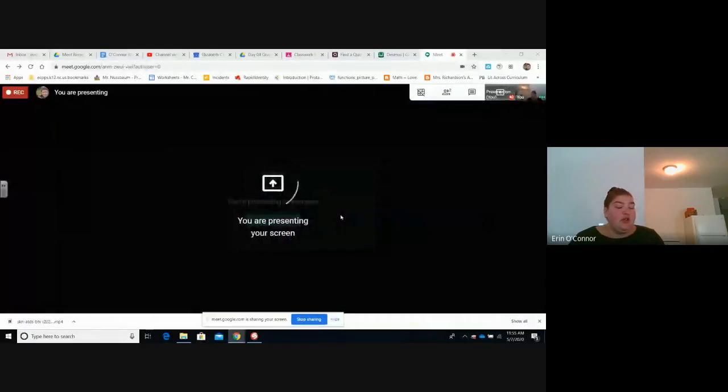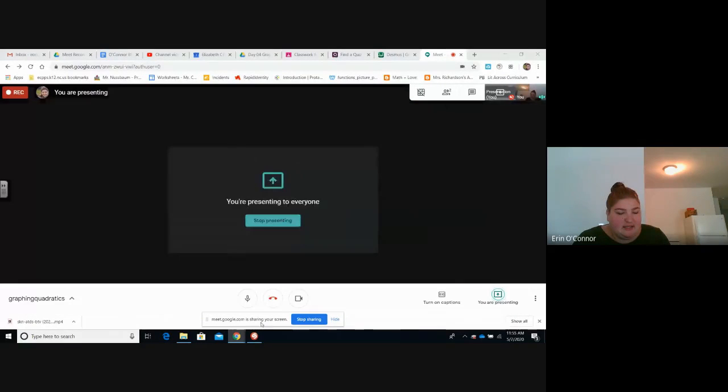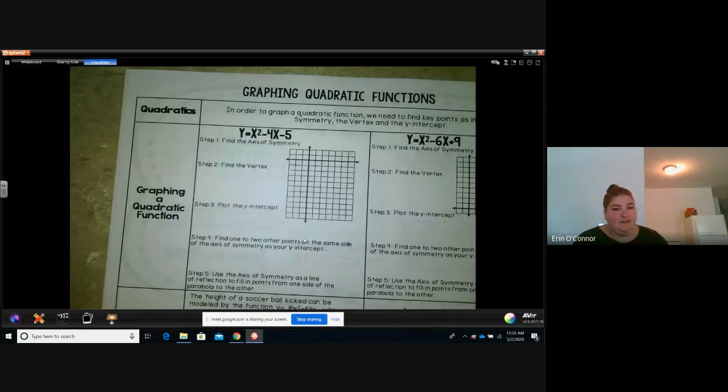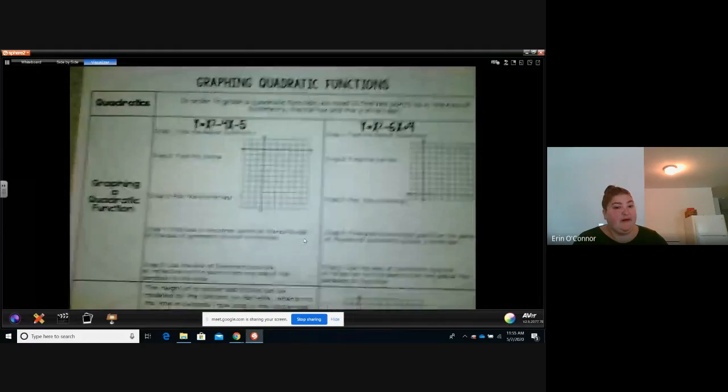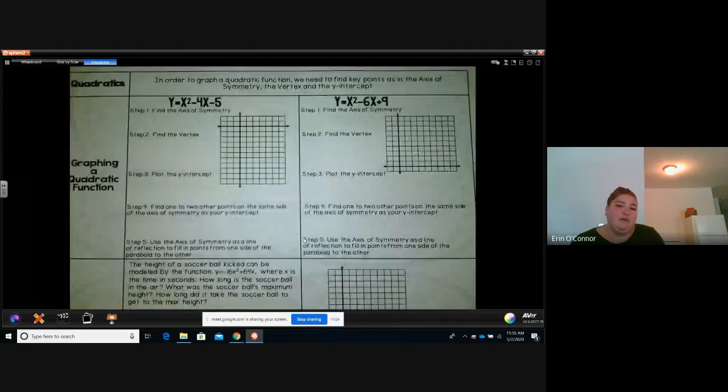Hello everyone. Today we're going to look some more at graphing quadratic functions. There are many ways in which you can start this. You don't have to follow the steps exactly, but it really helps if we follow these steps when graphing quadratic functions. In order to graph a quadratic function without a calculator, we need to find key points: the axis of symmetry, the vertex, and the y-intercept.